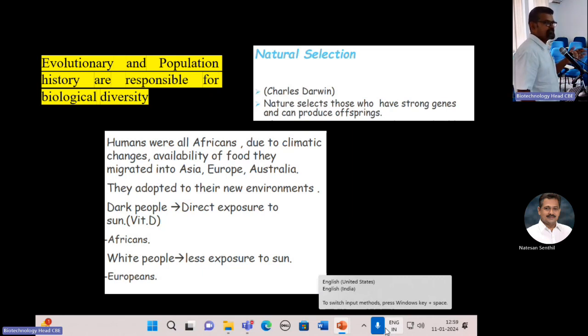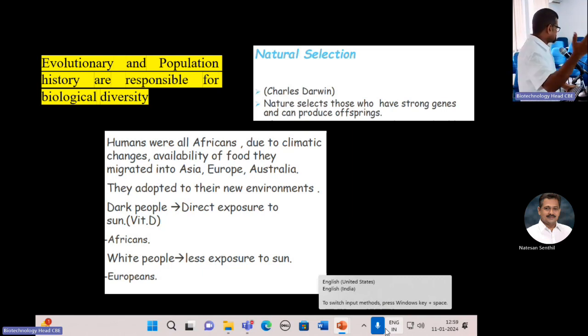And we also know that genes can always be triggered. Genes are just like the switch which we use for the light or the fan. If we want a gene to express, we can switch it on. If we want a gene to be suppressed, we can switch it off. So by simple manipulation of the genetic mechanisms, we can always overcome even infertility. That is the basic concept of natural selection. So evolutionarily and population history-wise, they are responsible for the diversity we see here.